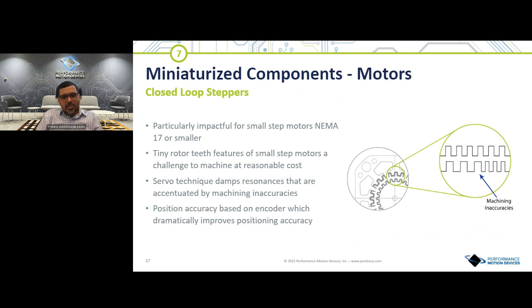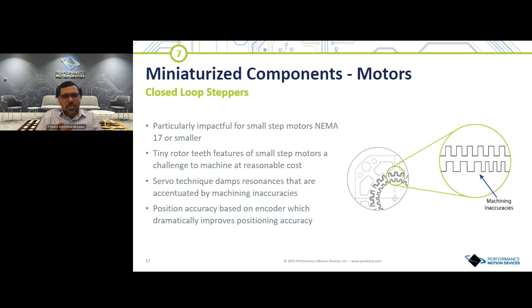The next part is the miniaturized components, the motor side of things. We had talked about closed loop steppers. There are a lot of really small form factor motors showing up that are stepper motors. They have smaller teeth, and the rotor structure of these small step motors is a challenge to machine at a reasonable cost. So what ends up happening is, to get smooth motion with these super small motors, the controller has to compensate.